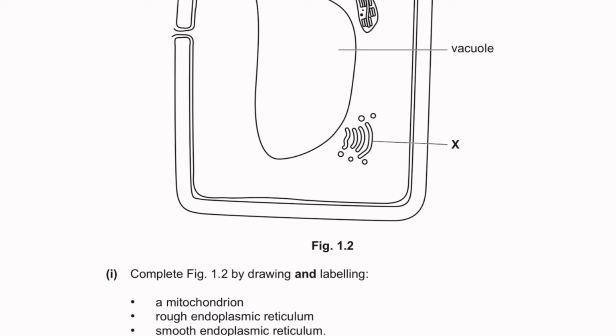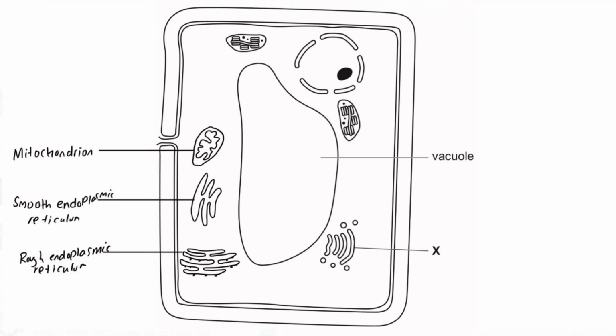Complete the figure 1.1 by drawing and labeling a mitochondrion, a rough endoplasmic reticulum, and a smooth endoplasmic reticulum. Sure thing. So for the mitochondrion, I'm not able to draw here, but I'm going to insert a photo of what you're supposed to draw.